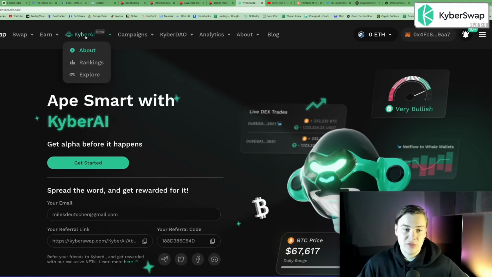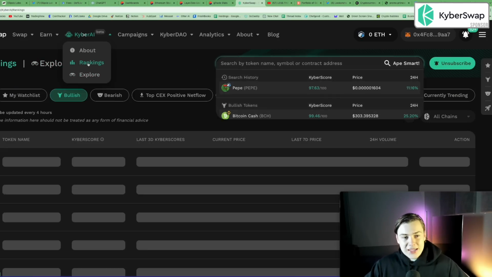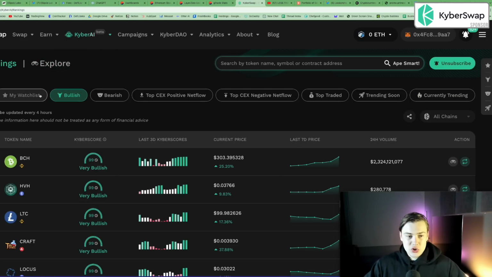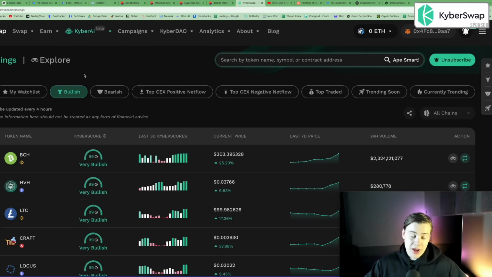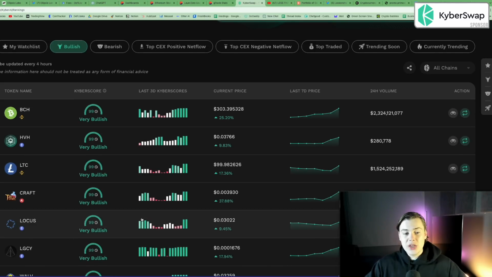I'm going to run you through the platform quickly just to show you a little bit about what you can do. So if you head into the ranking section here, you're going to get a dashboard that basically shows you all the different sections of KyberAI. So let's start from left to right. If you go into the bullish section, this is going to show you the altcoins that are looking most bullish in terms of their Kyber score.